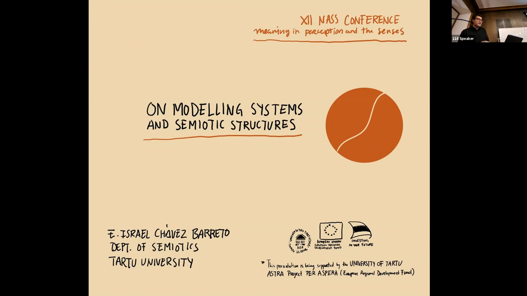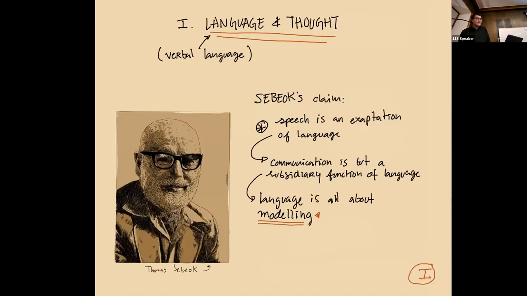A sort of semiotic variation on this topic was put forward by Thomas Sebeok's idea that speech is an exaptation of language, and thus communication is a subsidiary function that would have eventually co-opted language, making it seem that the proper purpose of language is communication, while the true function is modeling, in the sense of cognition or knowing.